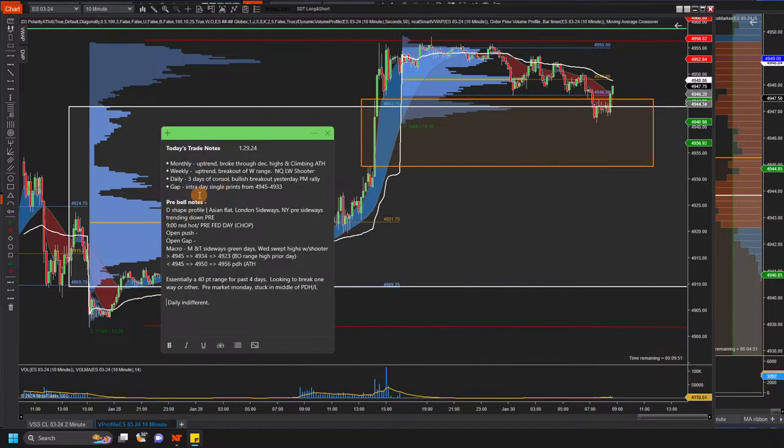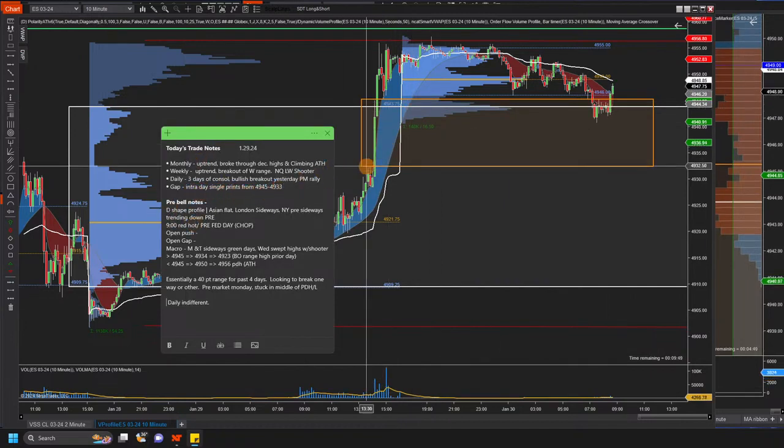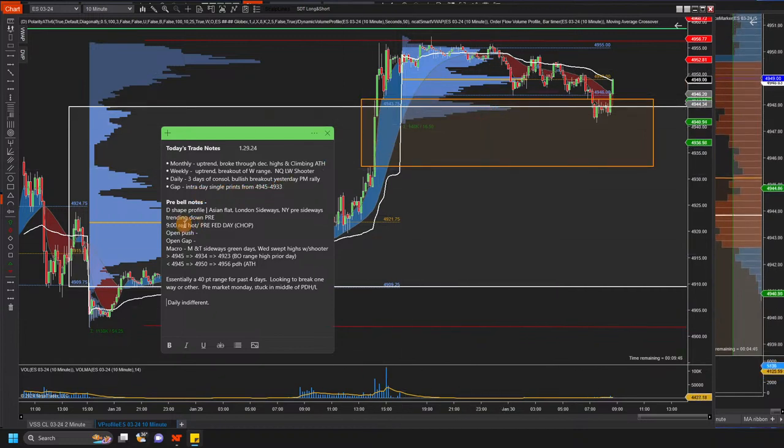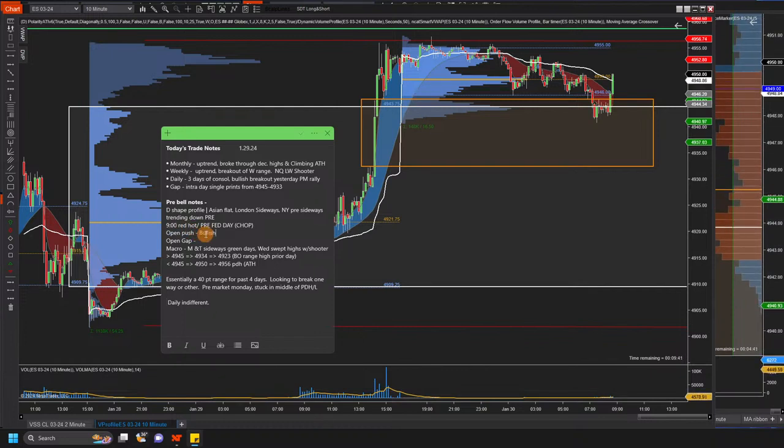On the gap, intraday single prints from 45 down to 33. That's this orange right here. Okay, off the open, we're ripping pretty bullish. The initial push, bullish. And on the gap side of things, we opened outside of value, outside of yesterday's value.